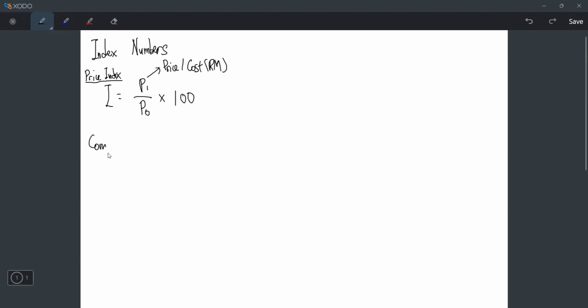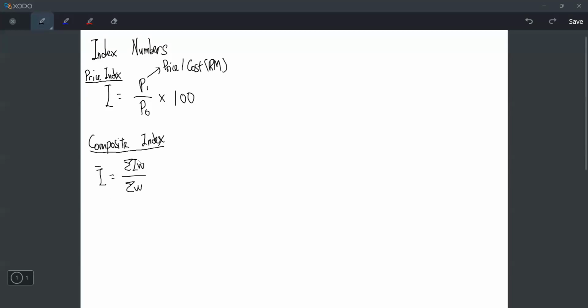Next formula, composite index. The composite index symbol, we will use I dash. And the formula will be sum of IW over sum of W, right? So what's composite index? Composite index is like the average for everyone. So later when you read the question and the question never mentions anything like single items, it means you have to take the average.